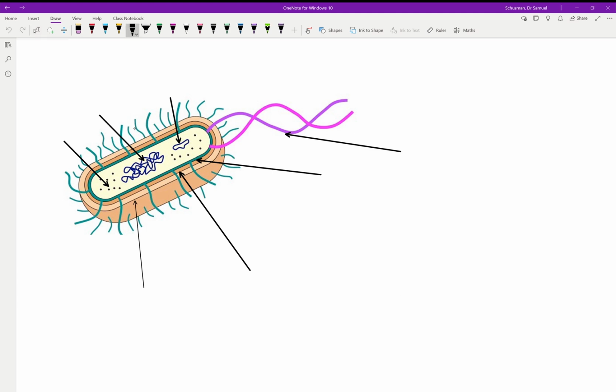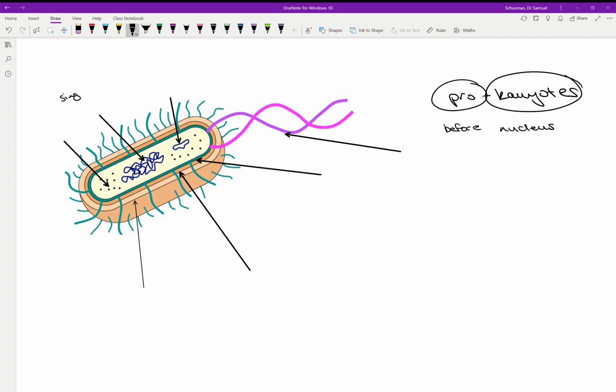So the prokaryotes. These are before nuclei, which is basically saying they are before the nucleus had developed. So they don't have a nucleus. They just have a single circular DNA strand in the cytoplasm, and that's their genetic material, which we'll learn about when you do Unit 3.